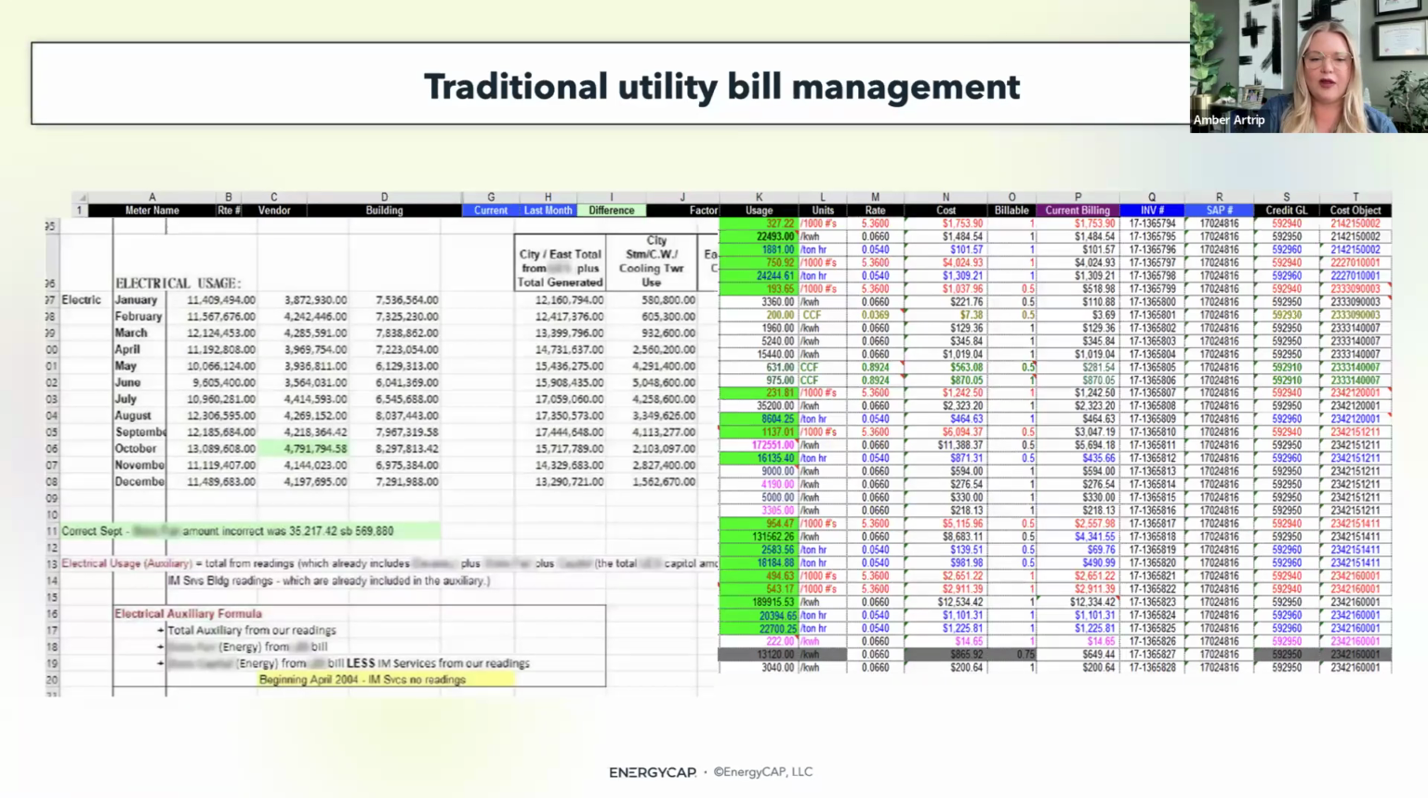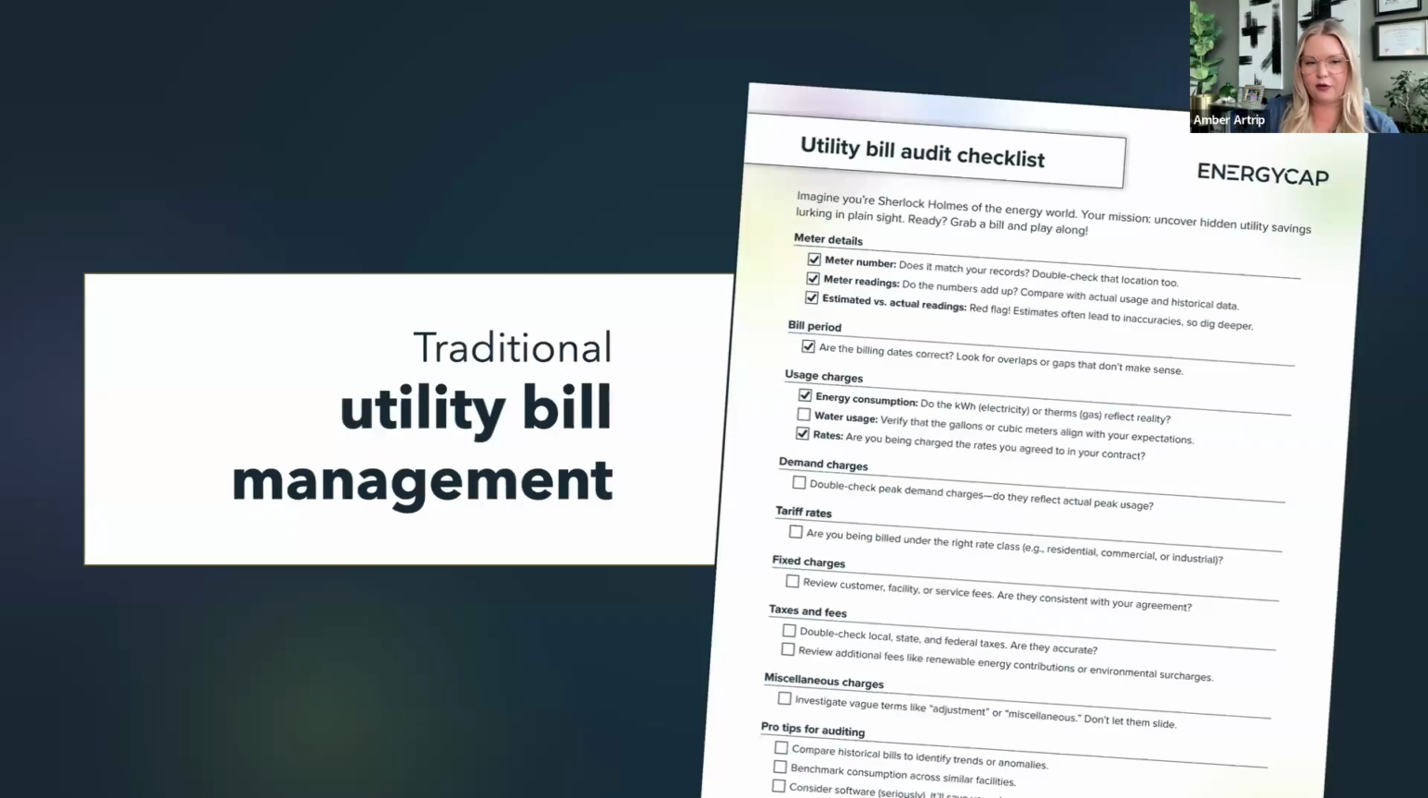And so we wanted to create a tool to help folks who are managing their data in spreadsheets today. We created this utility bill audit checklist. So say you're managing all of your data in a large color-coded spreadsheet like John just showed. We created this utility bill audit checklist to help you identify savings in that data.